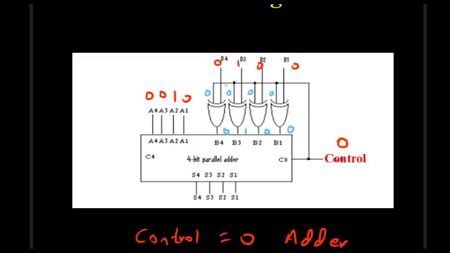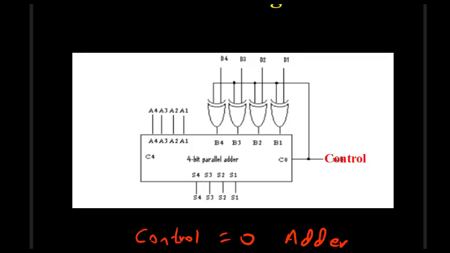So what we observe is that whatever input we give at this point, we get the same at the input of the IC, and that will of course simply be added. It is acting as a simple adder. So we showed that when the control pin is 0, it is acting as an adder. Now suppose you make the control pin 1. Now this particular circuit subtracts using the 2's complement method.